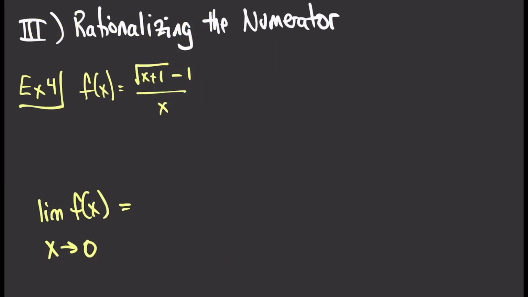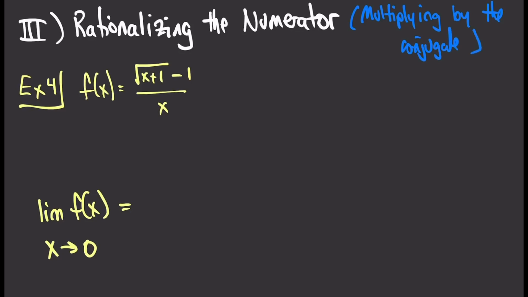Our third and final technique for finding a limit analytically is rationalizing the numerator. Now, if you look at this particular function, f of x equals square root of x plus 1 minus 1, over x. Now, again, normally we try and use direct substitution, but I can see here I'm finding the limit as x approaches 0. If I plug a 0 in there, I get a 0 in the denominator. So one thing that we can do is rationalize that numerator. Now, we do that by multiplying by the conjugate.